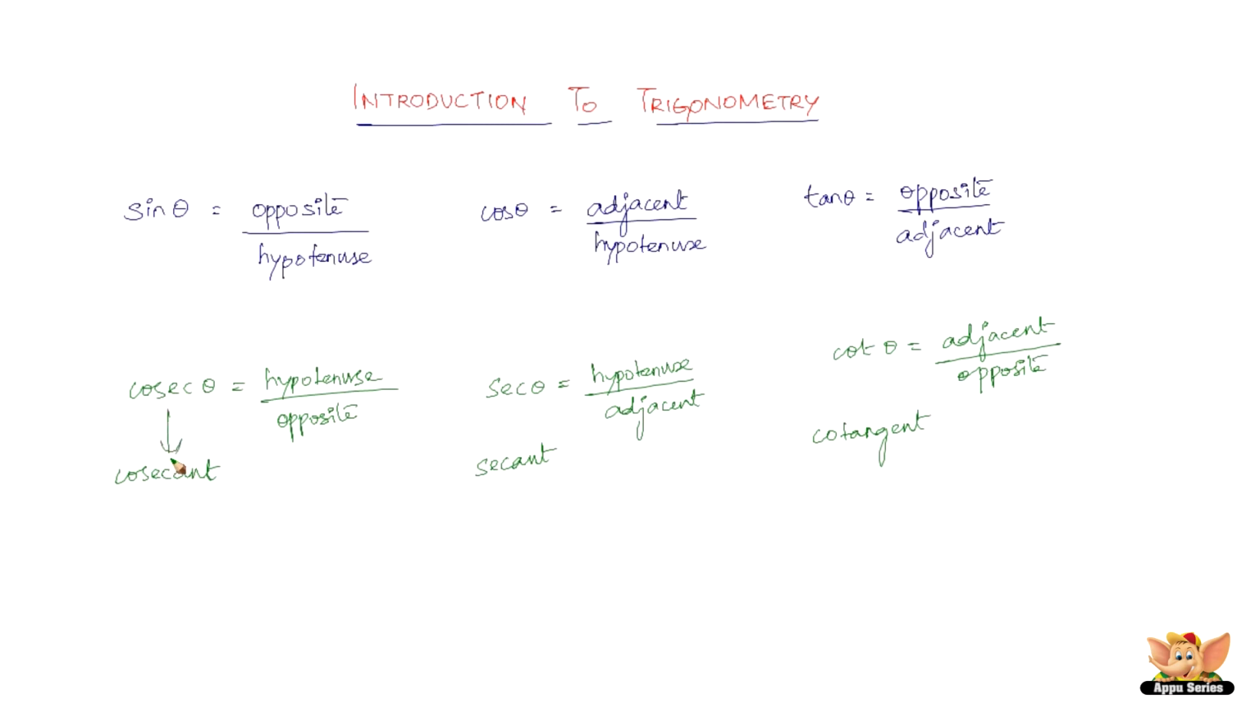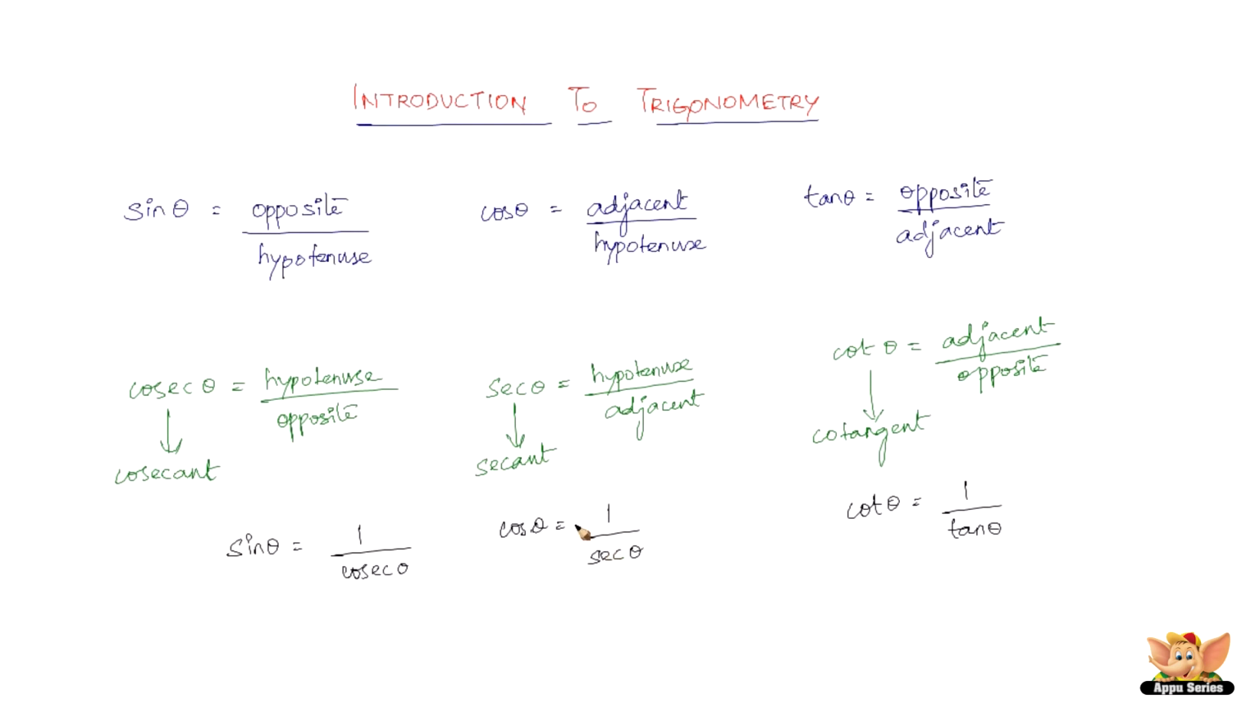Another way of writing these is like this. Sine theta would be 1 by cosecant theta, or the other way around, cosecant theta is 1 by sine theta. The same way, cos theta would be 1 by secant theta, or secant theta is 1 by cos theta. And similarly, cot theta would be 1 by tan theta, or tan theta is 1 by cot theta. So this is how they are related to each other.